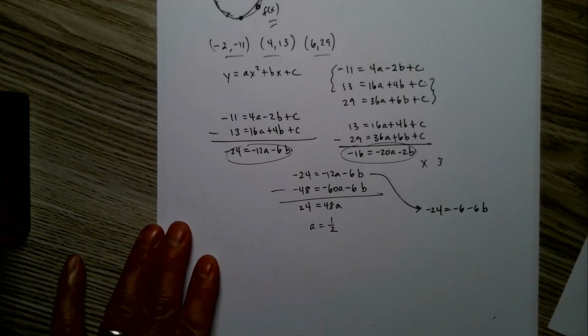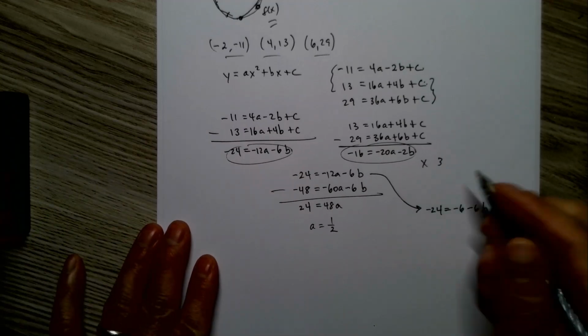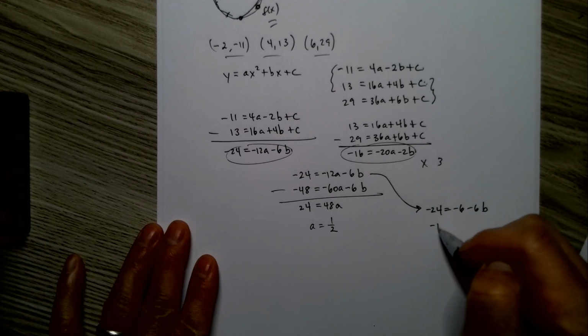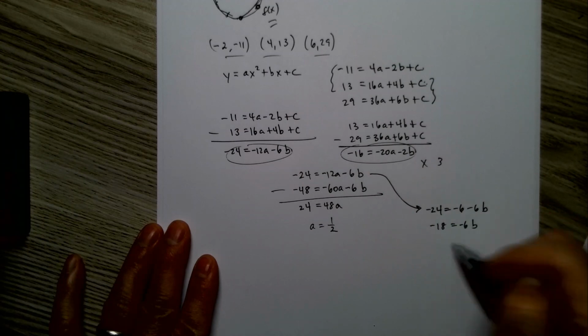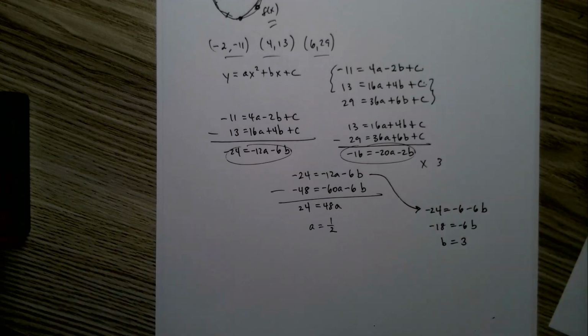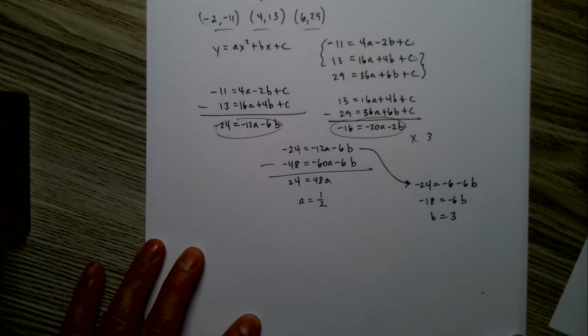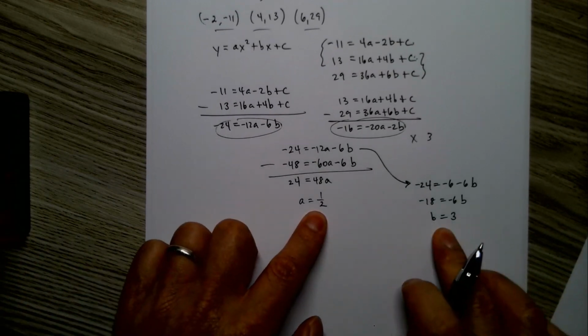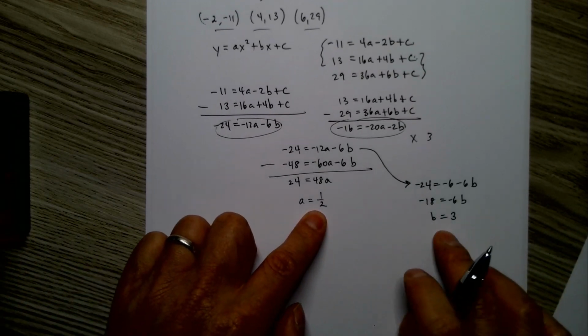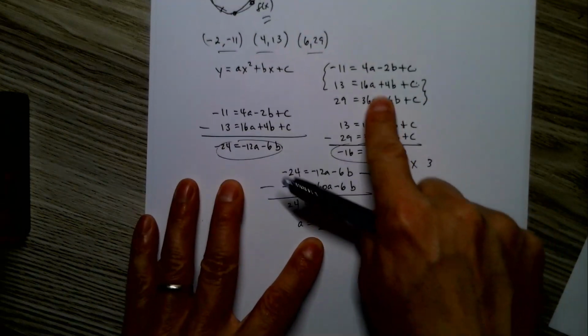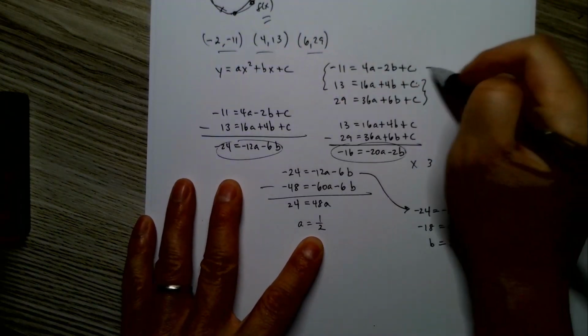Okay, the 1/2 has been put in, so now I can solve for b. B is 3, almost done here. Now I can put a and b. I'm going to pick this equation here. I'll do it over here.